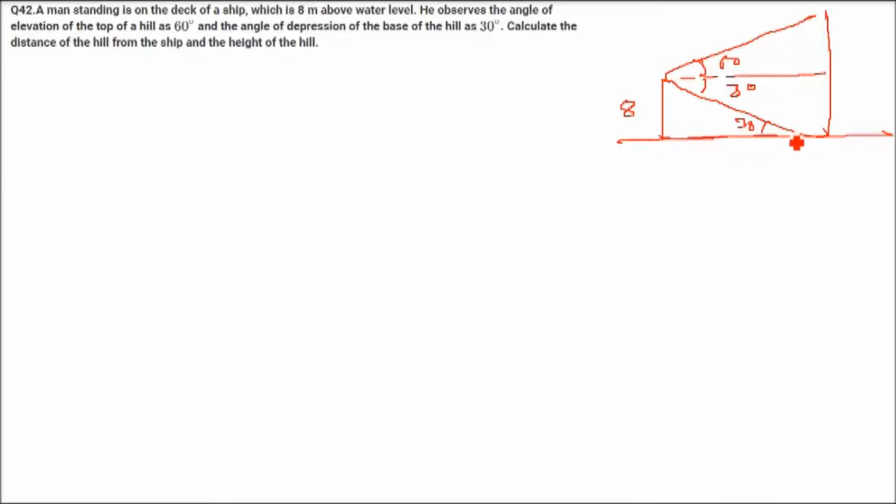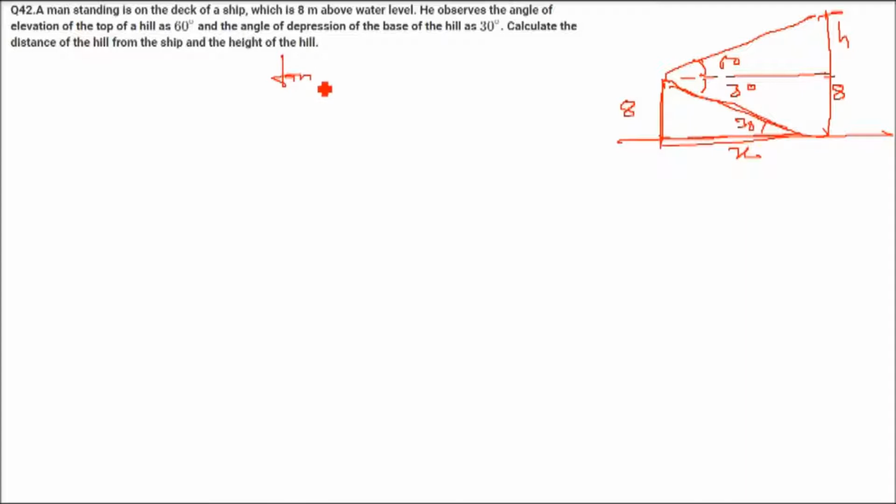That is, we have to find out this distance, so let us take it as x. From here to here it will be 8 and this will be h. I am taking this from here to here as h. So we are ultimately going to add h plus 8 to find out the height of the hill. And x of course we are going to find out. So I'll take this triangle first.